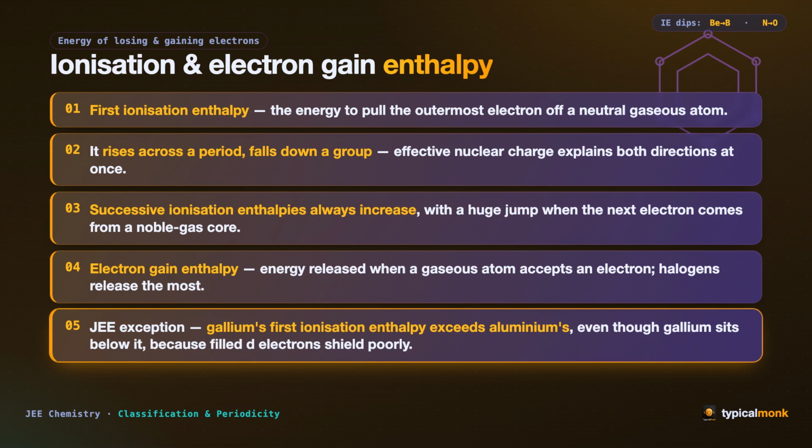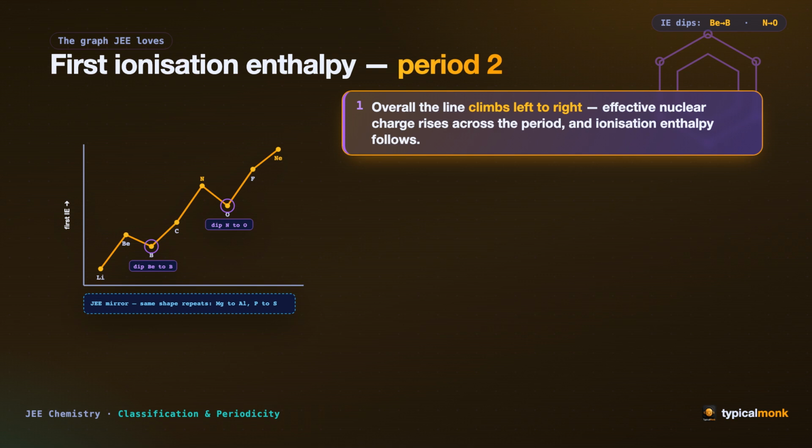And fifth, the exception that only G really tests: gallium's ionization enthalpy is actually higher than aluminium's even though gallium sits one period below it. The reason, 10 filled d electrons sit in between and shield the nucleus poorly, so gallium's effective nuclear charge barely drops at all. Now the single most examined graph in this entire chapter.